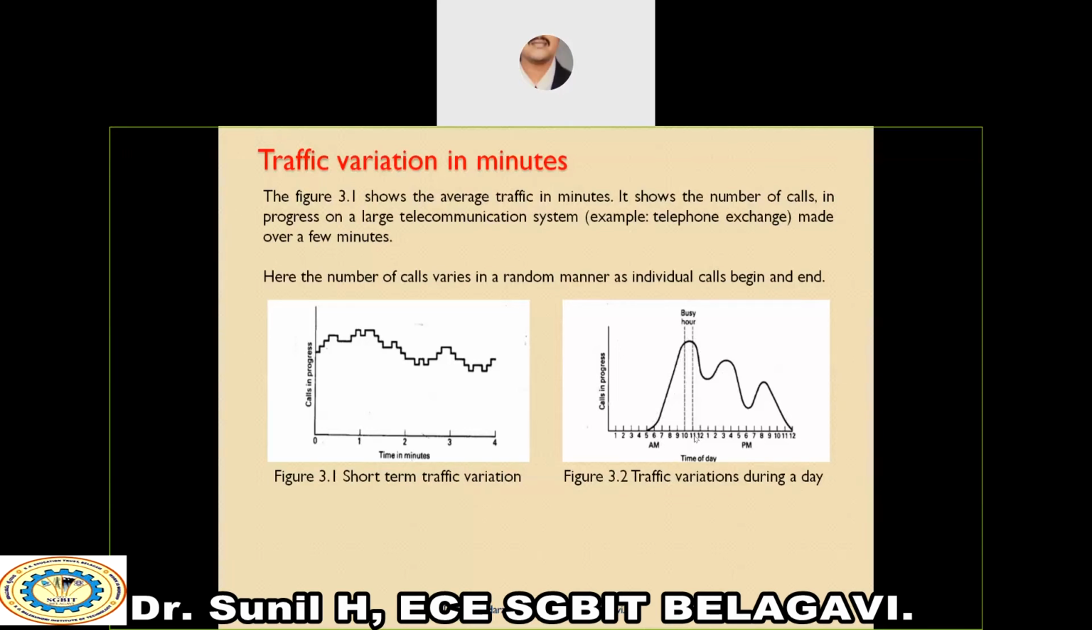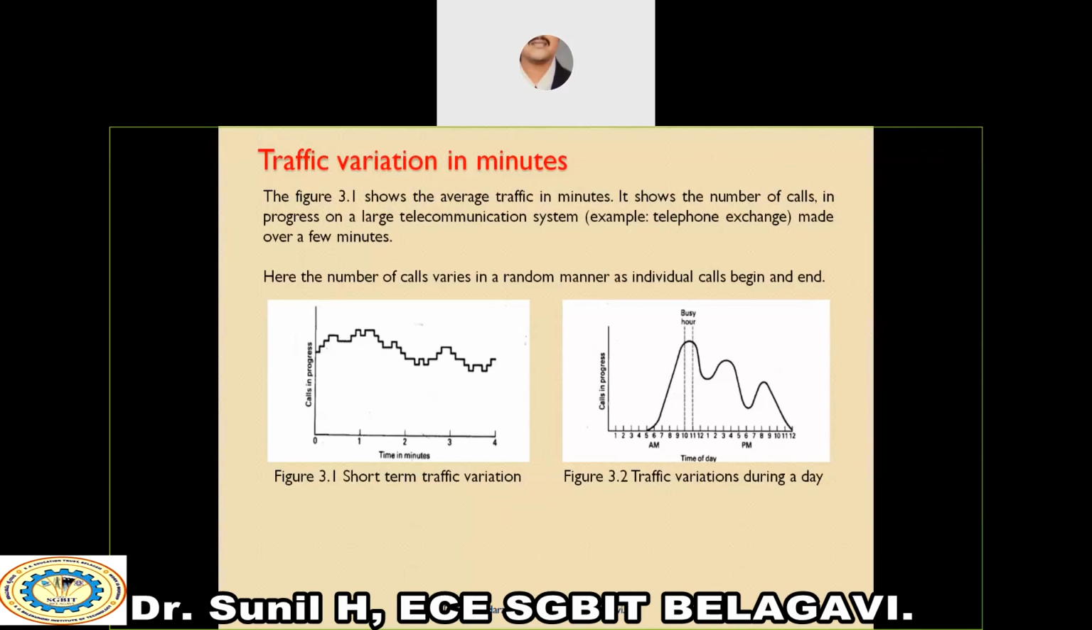Okay, that is the unit of traffic. What is the unit of traffic? Erlang, named after A.K. Erlang, the scientist who found out the unit of traffic. So the unit of traffic is kept as Erlang, E-R-L-A-N-G. On a group of trunks, the average number of calls in progress depends on both the number of calls which arrive and their durations.